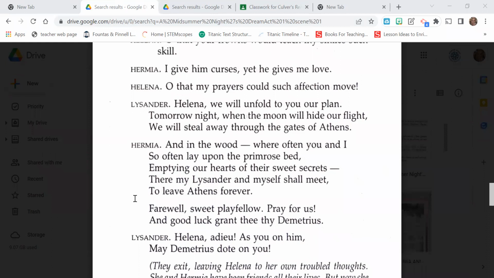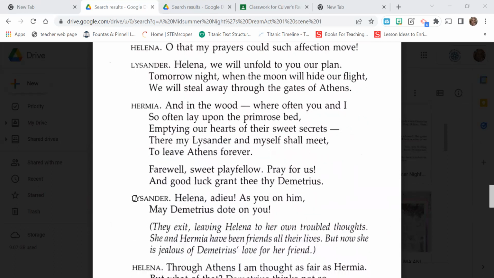So Lysander and Hermia said, you know what? Lysander sees Helena is so upset about Demetrius, and he wanted her to know, look, we're going to take care of this. We have a plan. We're going to meet in the woods where y'all usually meet, and we're going to run away and get married. You would think it would make Helena happy about this, right? She's getting rid of Hermia. Hermia's gone, and she can marry Demetrius again.